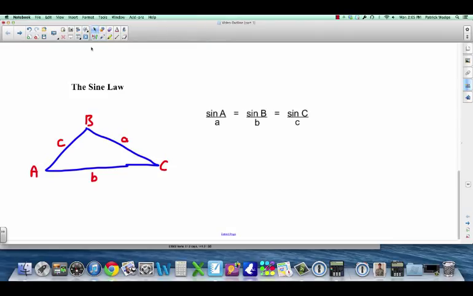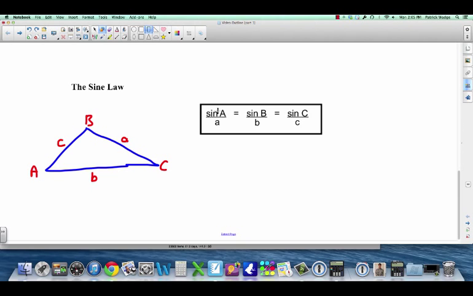There's actually two ways of looking at the sine law. One of them is like this. Sine A divided by A is equal to sine B divided by B, which is equal to sine C divided by C. Now, this is weird. It's got two equal signs in here.